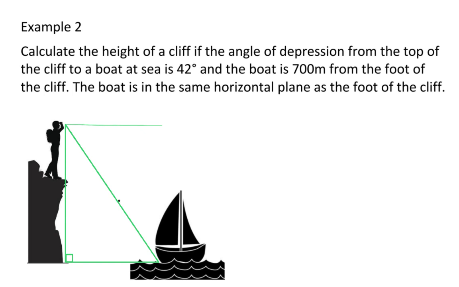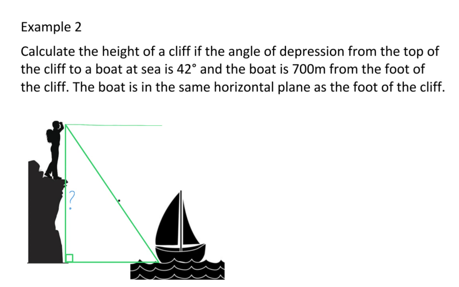Example 2. Calculate the height of a cliff if the angle of depression from the top of the cliff to a boat at sea is 42 degrees and the boat is 700 meters from the foot of the cliff. The boat is in the same horizontal plane as the foot of the cliff. Again, we will start by adding all the information on our sketch. In this case, we are asked to determine the height of this cliff.